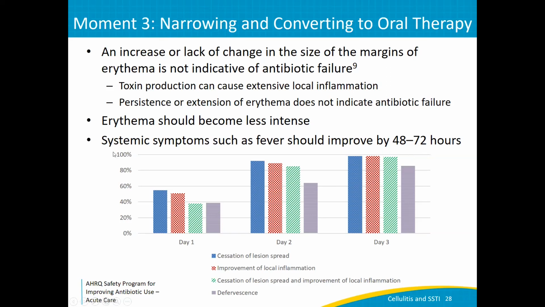So these graphs are from a series looking at the natural history of outpatient cellulitis being treated with antibiotics. And this is just to illustrate that after a day of antibiotics, 50% or so of patients may not have any improvement yet in their redness or the inflammation at the site of infection. So this is not necessarily cause for concern. It's really once you get to day 3 that you should be seeing, by that point in time, some significant improvement.